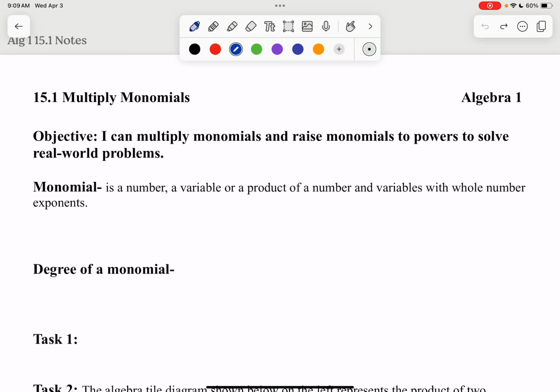All right, today we're multiplying monomials. So our objective is to multiply monomials and raise monomials to powers to solve real-world problems. So first we need to talk about what is a monomial.